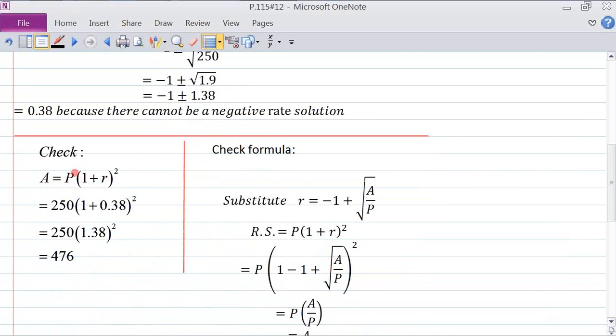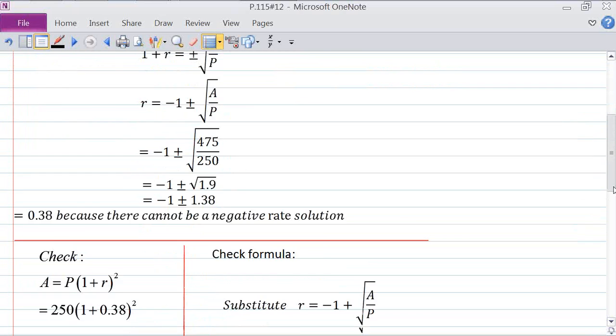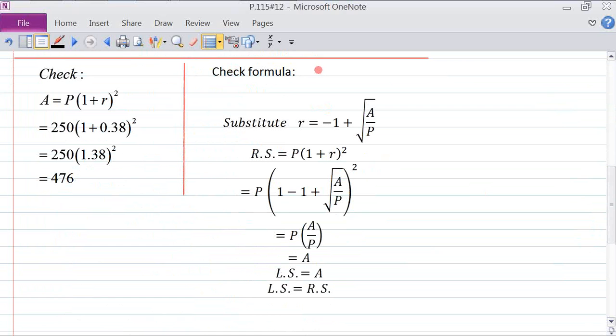So, two ways to check this. We check A equals P times 1 plus R squared. We put R equal to 0.38. We multiply the principal amount, this is really the principal, by 1.38 squared, and we get 476. So that makes sense. If R was not 0.38, we would not get 476. Remember, we are given A, essentially the amount that we get if we invest a principal amount at a certain rate. So, the other way to do it is to check the formula.